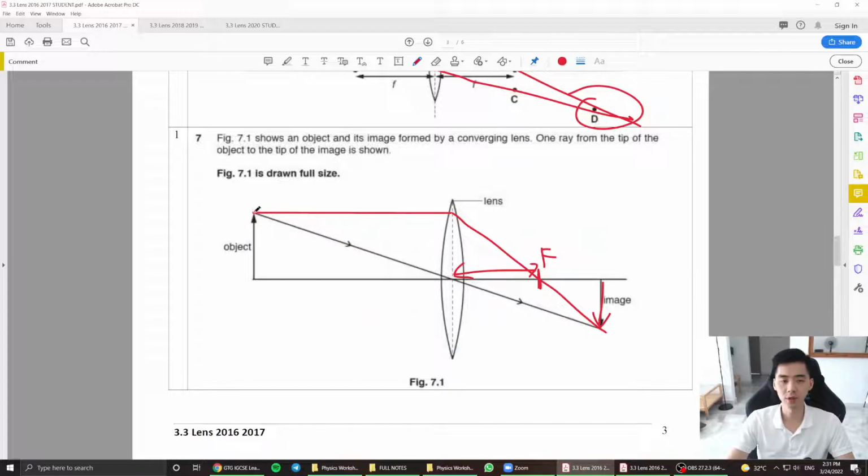So instead of drawing this, what I have to do is draw one straight line, reach the normal here, and then bend it towards the tip here. It doesn't matter where you draw, as long as you draw in between them one straight line and go directly to the image, that will be correct already.